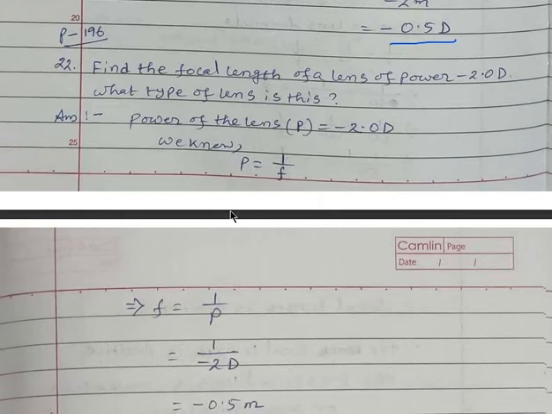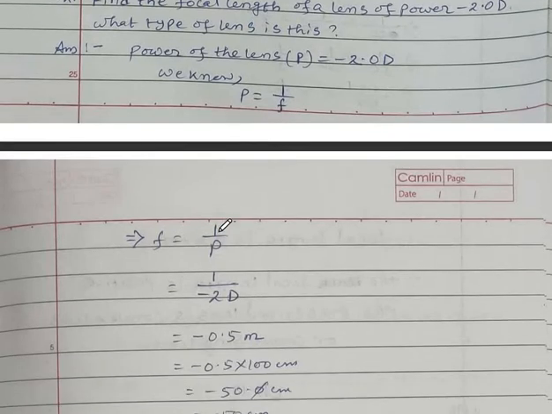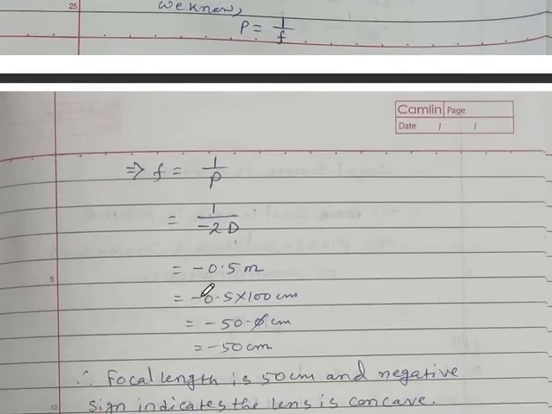We know that power P is equal to 1 by f. Then f is equal to 1 by P. Now P you can put minus 2 diopter. Divide 1 by 2 you will be getting 0.5, and that also minus. So minus 0.5, 1 by diopter makes meter. But since it is a decimal, if you want you can change it into centimeter by multiplying by 100. So you will be getting minus 50 centimeter.